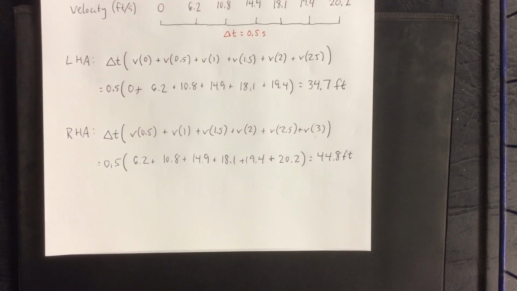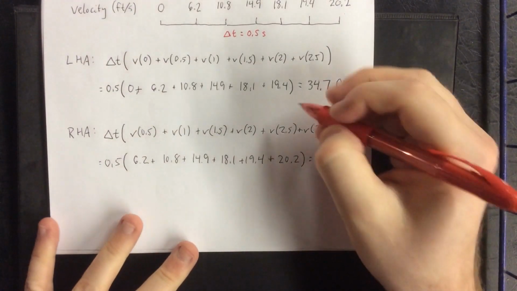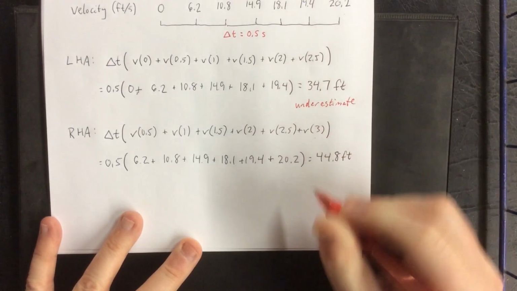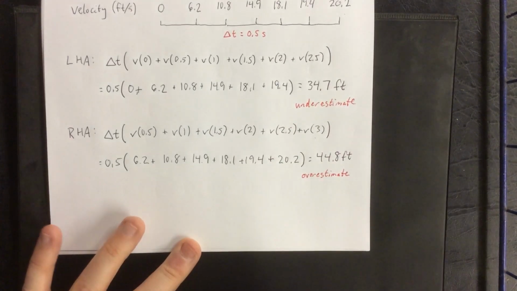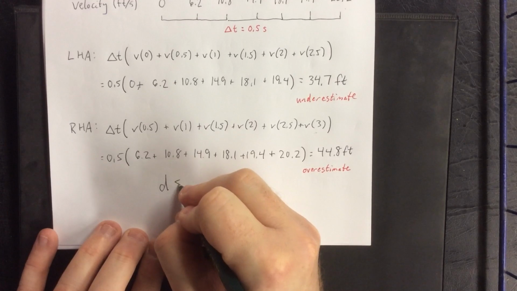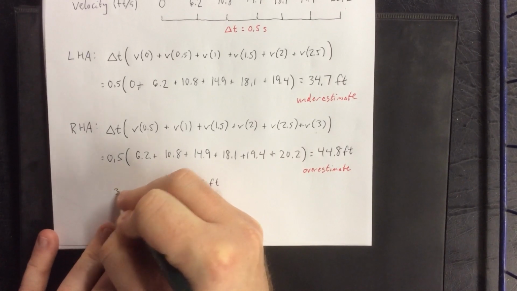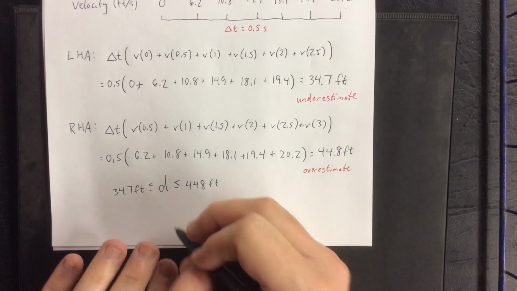Now, based on the description that was given to us earlier in the problem, it says find the lower and upper estimates for how far she traveled in the first 3 seconds. I would say that our left-hand approximation would be our underestimate because it is the smaller value. And here we would have an overestimate, as this one is the larger value. So the actual distance traveled, we'll use d for distance, is likely going to be somewhere between 34.7 feet and 44.8 feet.